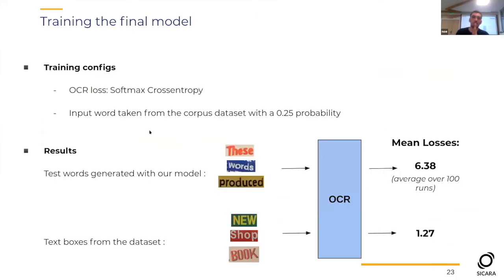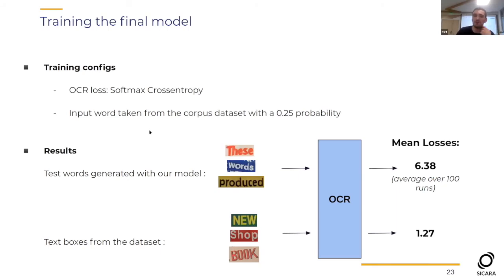From the results obtained on the previous slide, we pre-train a final model, which uses the softmax cross entropy as the OCR loss and takes an input word from the copies dataset once every four inputs. And we computed the test loss. To do so, the test dataset was inferred 100 times through the model, which led to an average of 6.38. Note that since we use random vectors for the style, the test loss is not always the same, which is why we need to get an average.